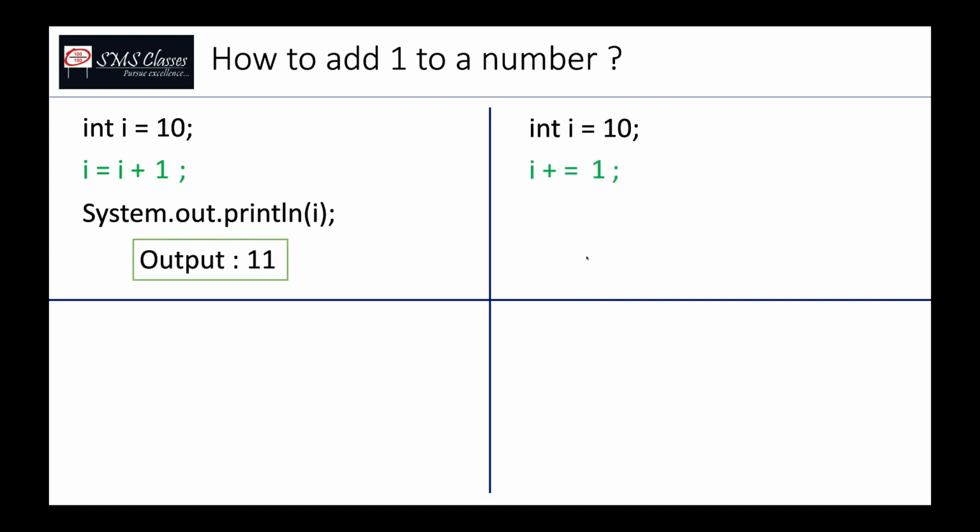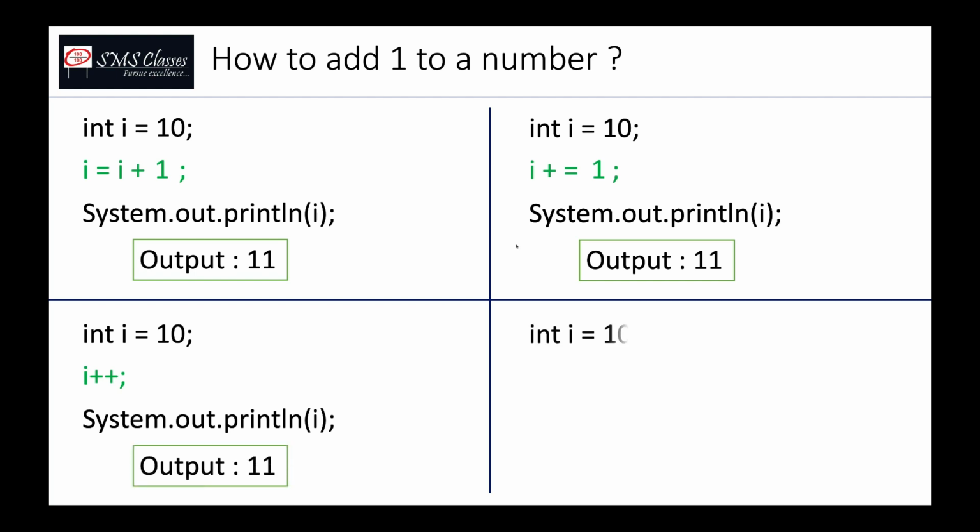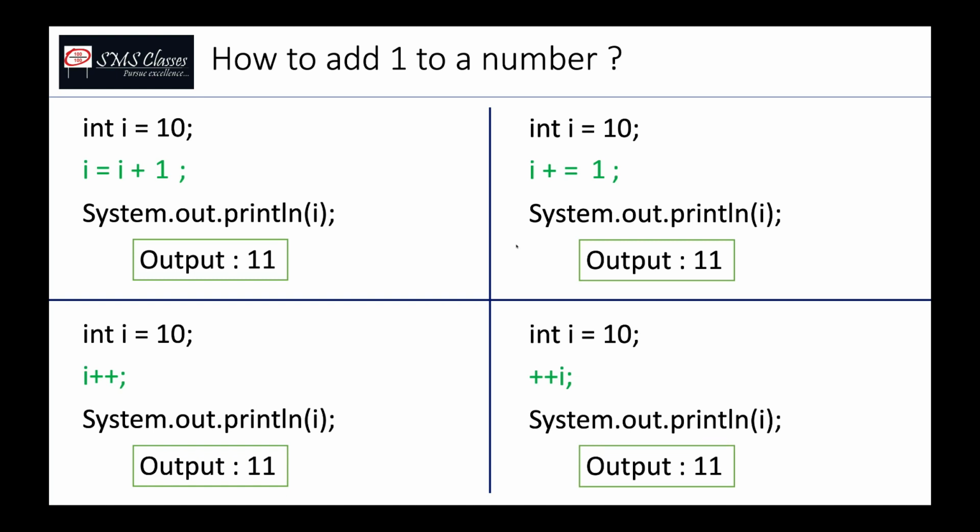Java has something called a shorthand operator. Instead of writing I equal to I plus 1, in short, you can write it as I plus equal to 1. This also makes I 11. How else can we add 1 to a number? By using our increment operators. I plus plus will also make I 11. Plus plus I will also make I 11.